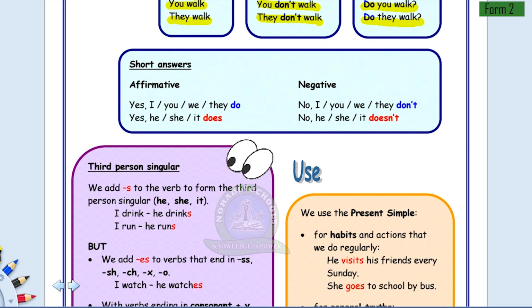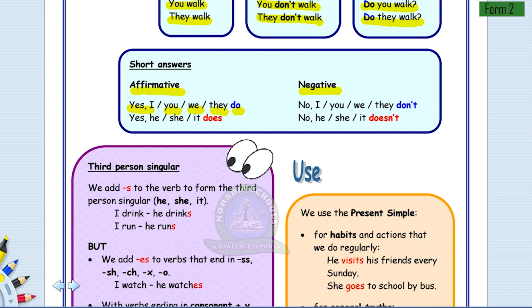Here we have short answers. Here we have an affirmative, and here we have a negative. Let's start with affirmative. If I say, do you walk? Yes, I do. Yes, you do. Yes, we do. And yes, they do.